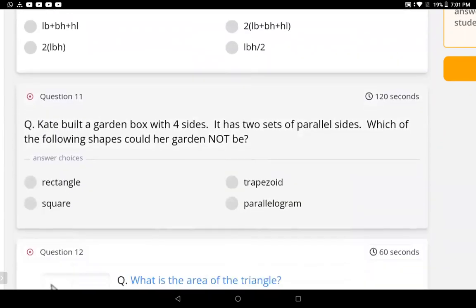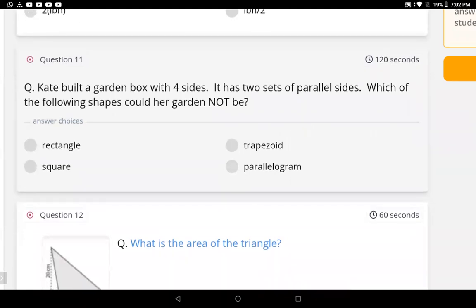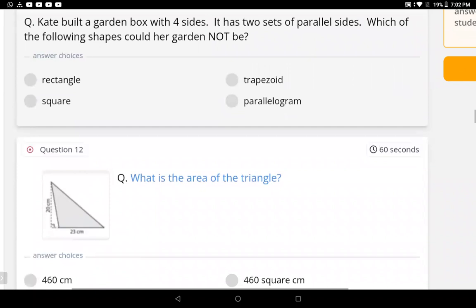Right. Next, Kate built a garden box of 4 sides. It has 2 sets of parallel sides. Which of the following shapes could her garden be? Trapezoid, ma'am, because there is only one pair of parallel sides in a trapezoid. Very good. So the shape with one pair of parallel sides is a trapezoid. The rest all have 2 pairs. Trapezium or trapezoid, both have the same meaning.